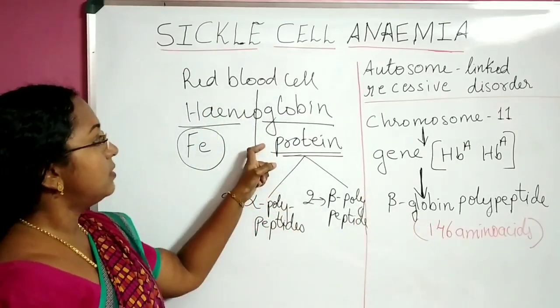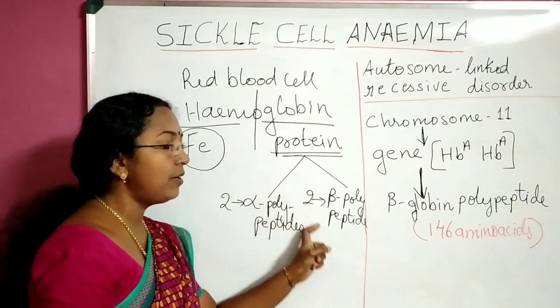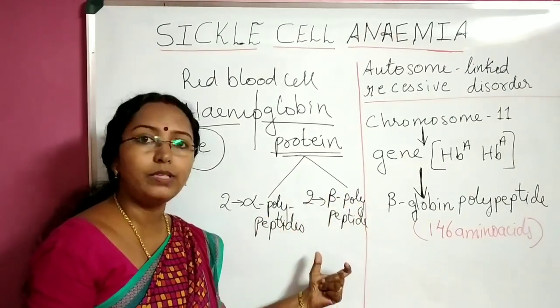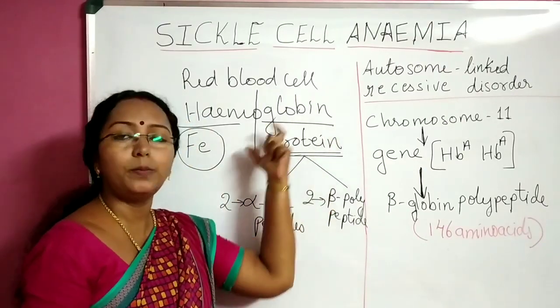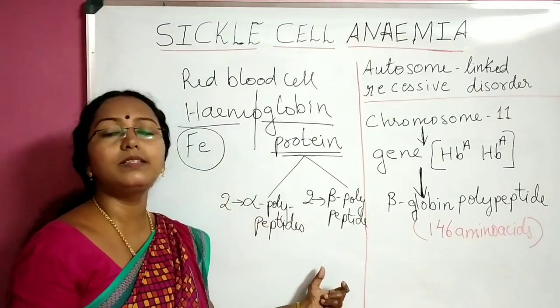Here, since this globin protein of hemoglobin is made up of 2 alpha and 2 beta proteins, there are several genes involved in the production of this hemoglobin protein. It is not just one particular gene. There are several genes involved in that.